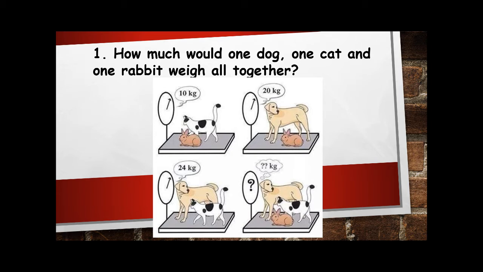So what you need to do is look at the 10 kilogram, the 20 kilogram, and the 24 kilogram pictures and try and work out how much a dog weighs by itself, how much a cat weighs, and how much the rabbit weighs, in order to work out how much they weigh all together on the same scale.